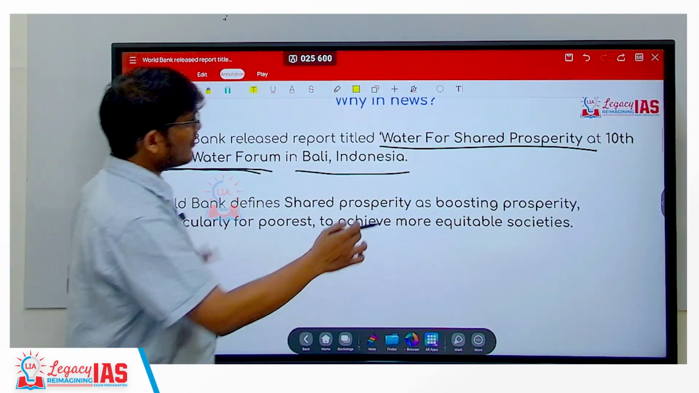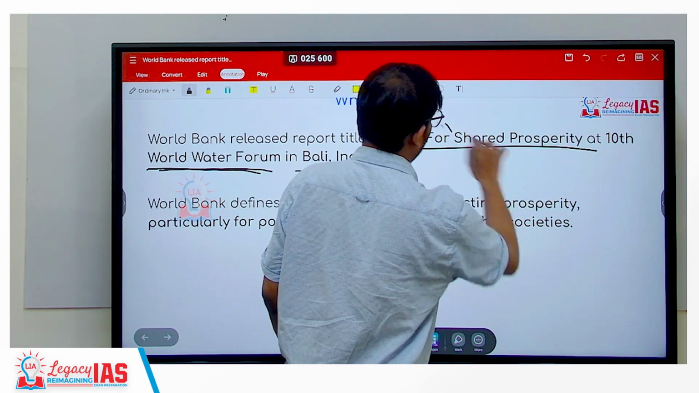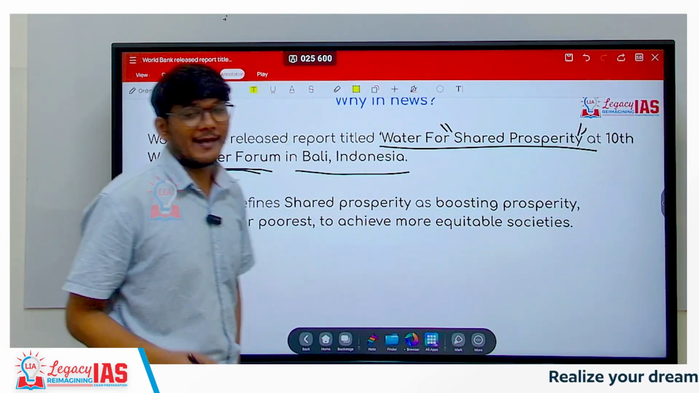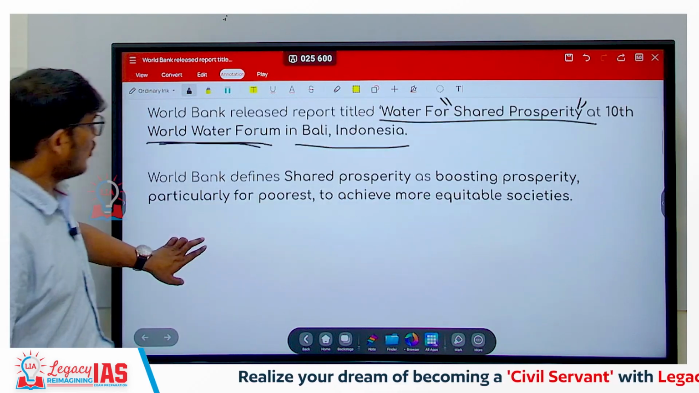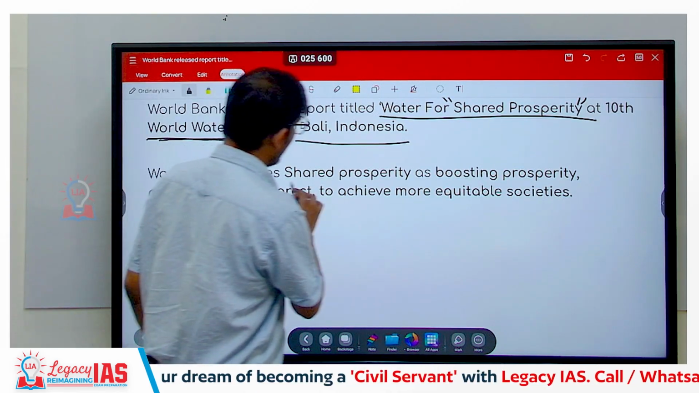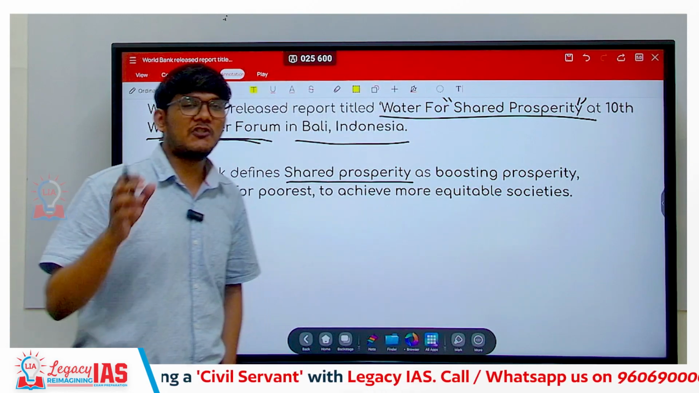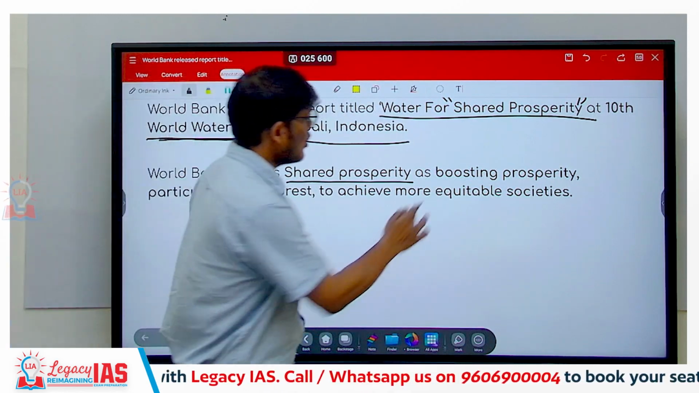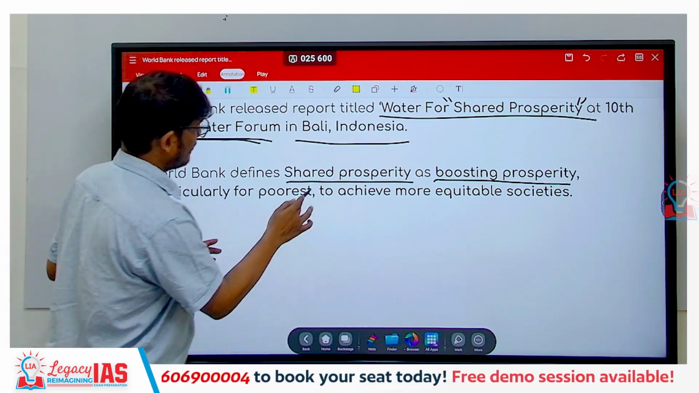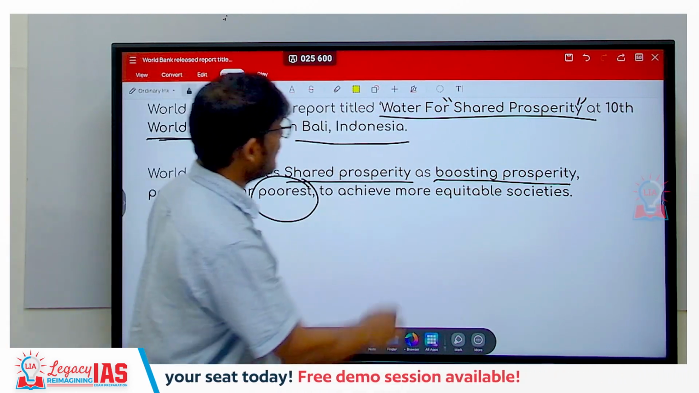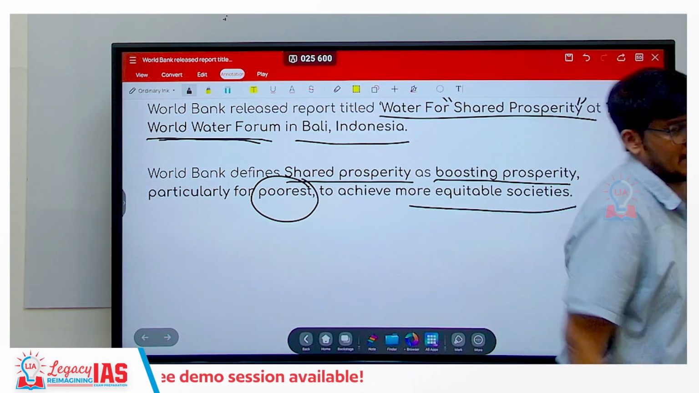Now the report is titled Water for Shared Prosperity. So water for shared prosperity, that means they are talking specifically about shared prosperity of water. So how does World Bank define shared prosperity? It defines shared prosperity as boosting prosperity, particularly for the poorest to achieve more equitable societies.